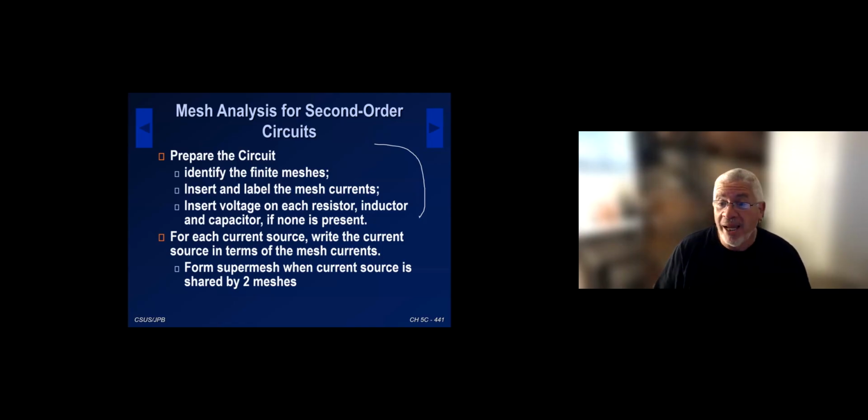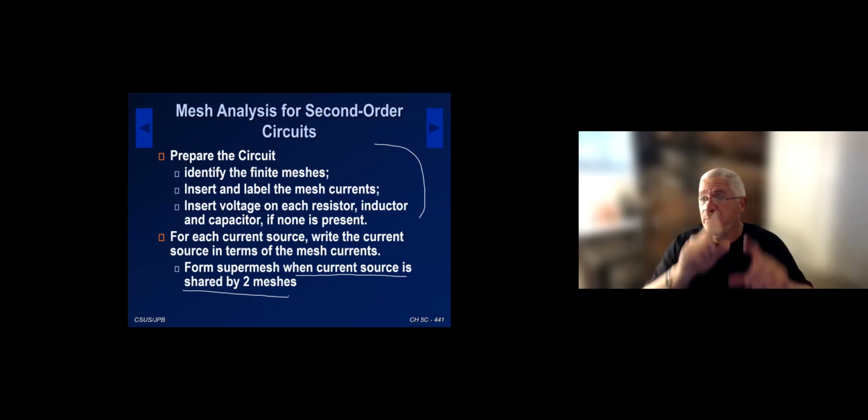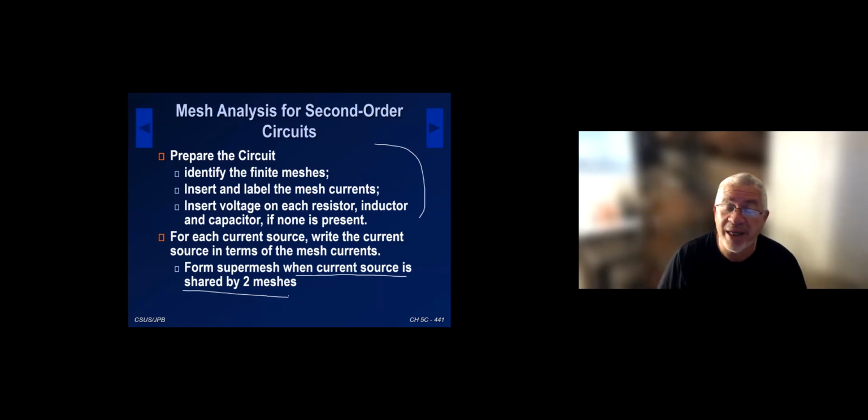All right, and then we do the source equation, but the source equation for mesh is for each current source. We write each current source in terms of the mesh currents, okay? Because if you have a current source on a branch, it forces the mesh current to be equal to that current source value. And in the case when you have a current source shared by two meshes, you have to form a supermesh between the two adjacent meshes. So that's where we'll be doing KVL, in that supermesh.